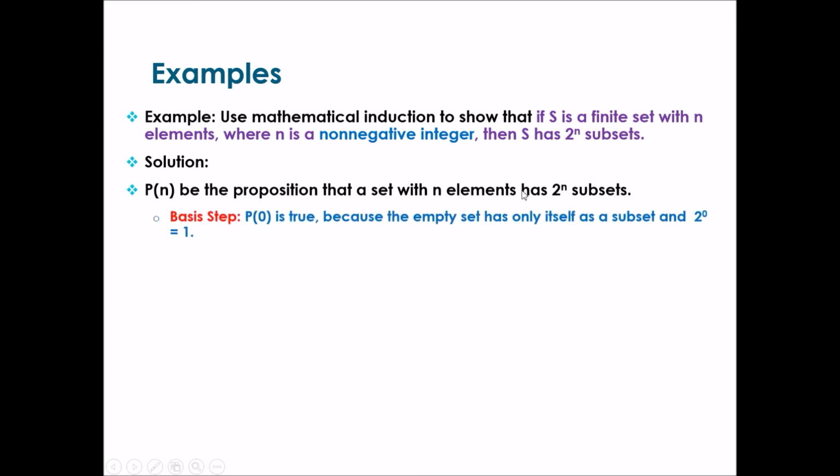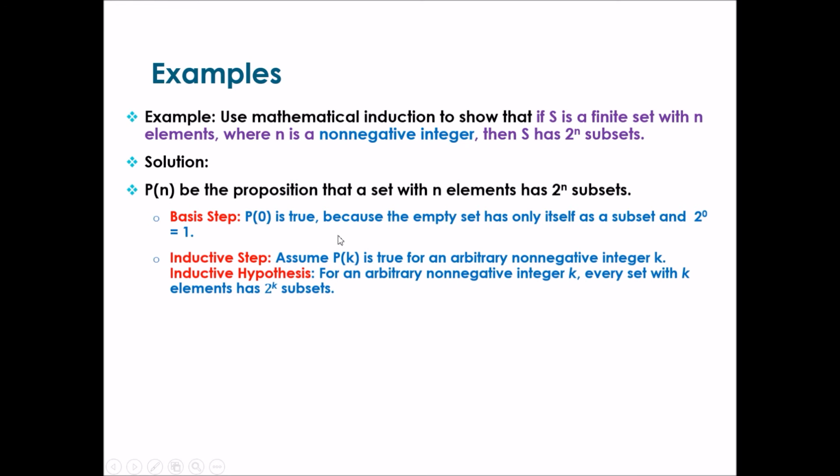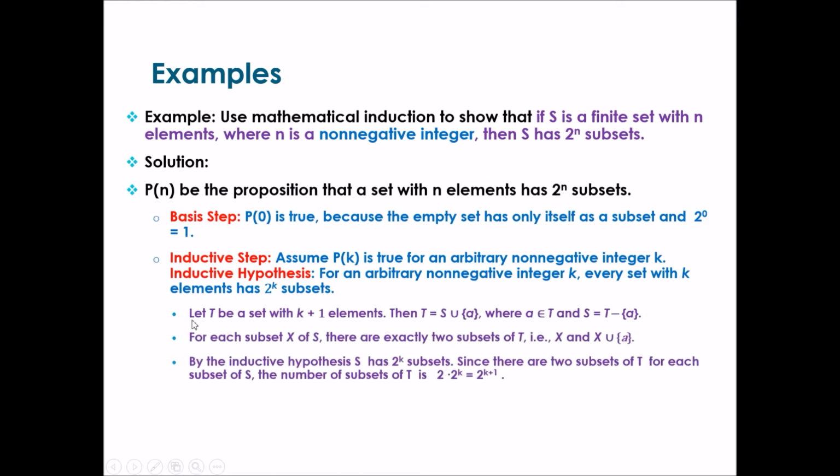So basis step is P0. P0 is true because the empty set has only itself as a subset, that is, it has only one subset, and 2 to the power 0 is equal to 1. Inductive step. Assume that Pk is true, that is, a set with k elements has 2 to the power k subsets. And now we will prove that Pk plus 1 is true whenever Pk is true.